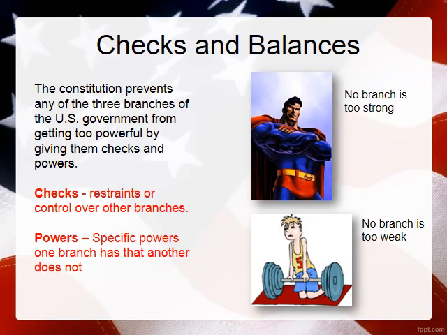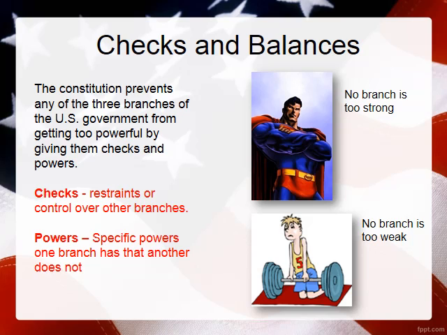Checks and balances. As a public administrator, you need to understand how all three of these branches work together and how they balance one another out. The goal of this in the Constitution was that no branch is too strong, yet no branch is too weak. No branch has too much power, because the United States should always remain a democracy.